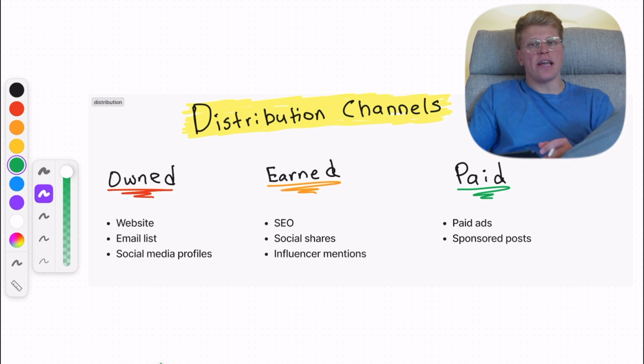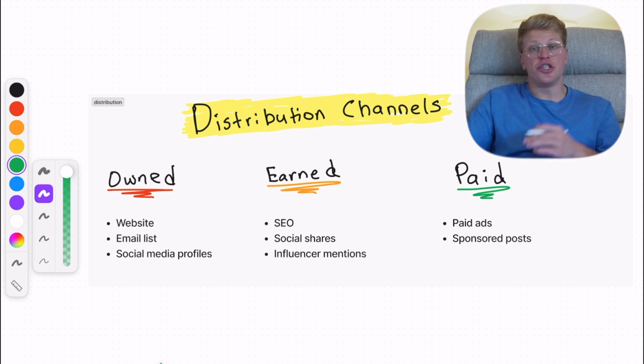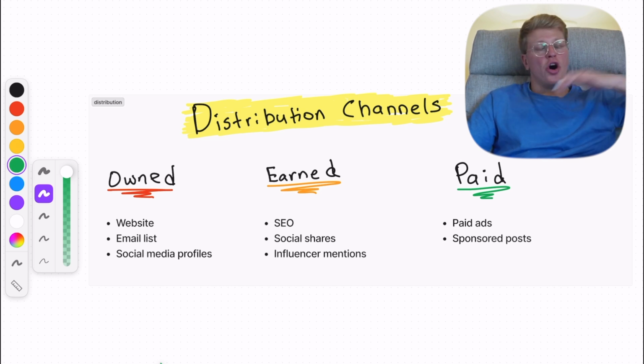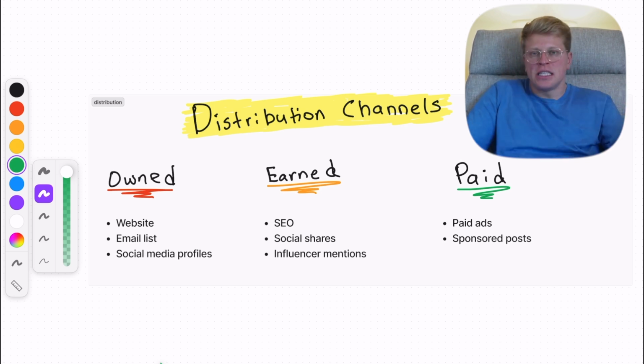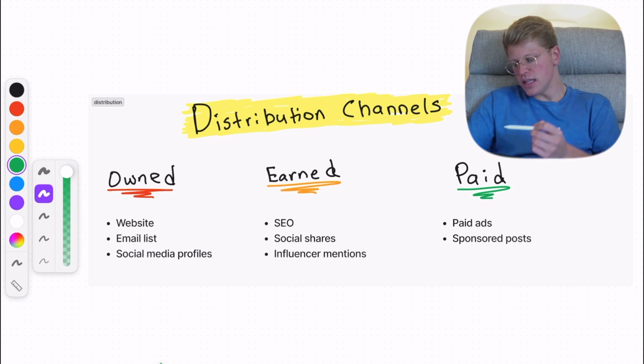So when you create content, the next question you need to ask yourself is, all right, well, how am I going to distribute this content, right? So distributing basically means putting it out there so other people can actually see it. Because if it just sits on your computer, right, no one is going to be able to watch it. So there are different distribution channels.